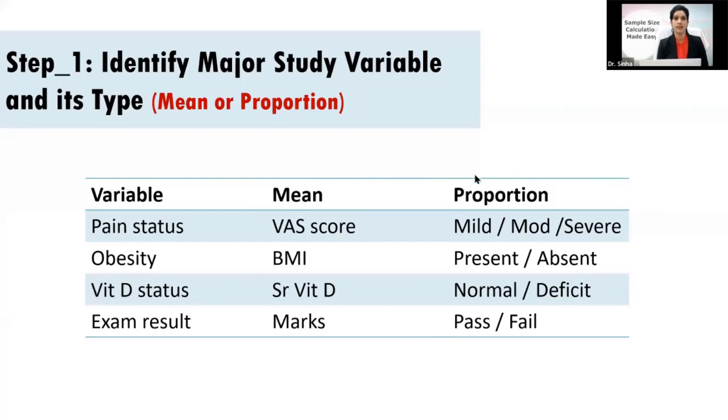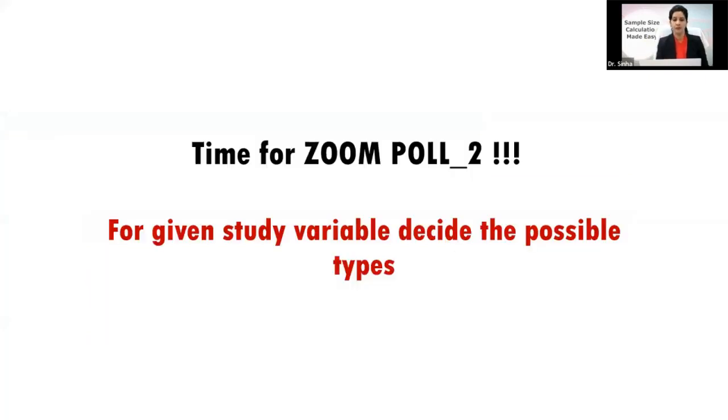So for your sample size, the first step is to identify a major variable, whether you want your main study variable in the form of a mean, or a continuous variable, or in the form of a proportion. That's the first step. Now it's time for the Zoom poll, so you have to answer that.